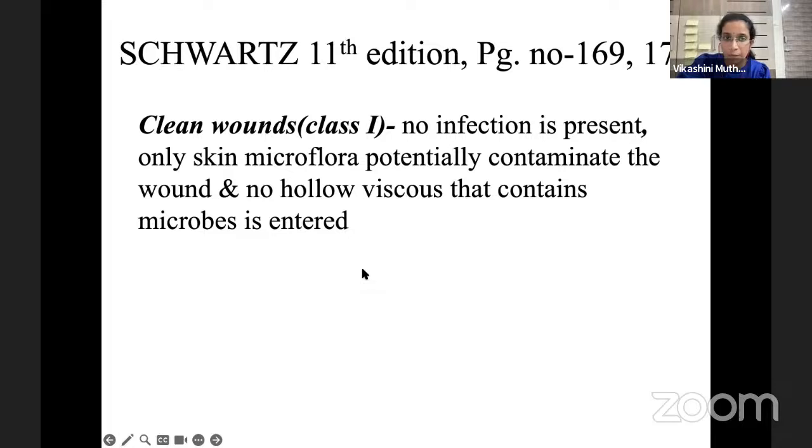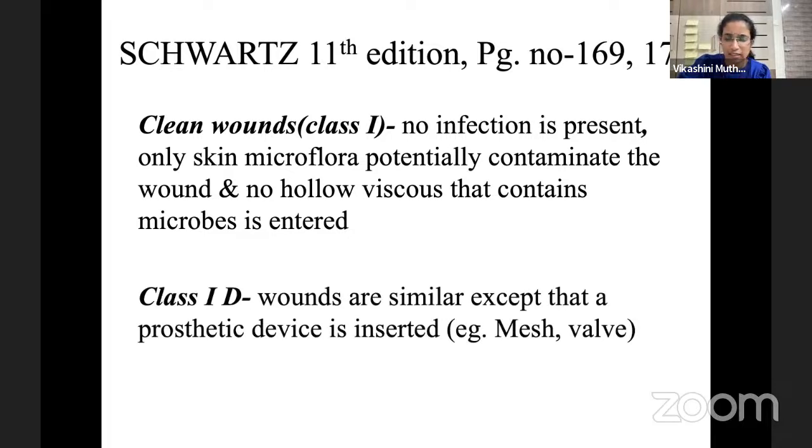And here we don't open any hollow viscous tract like the GIT or respiratory tract. And class 1D, this is for additional information. It is just similar to class 1, except that you introduce a prosthetic device into it, for example a mesh or valve. In that case, even though it is a clean wound, it's classified as class 1D. The reference is Schwartz 11th edition, page 169.